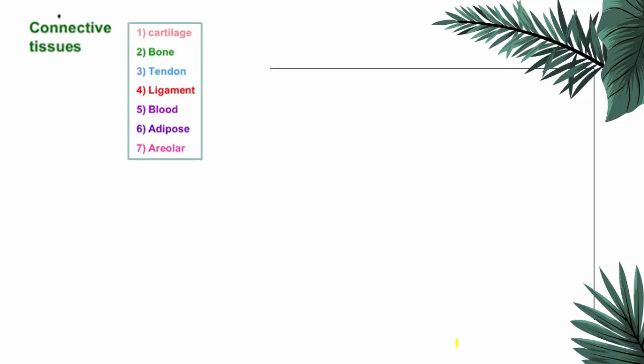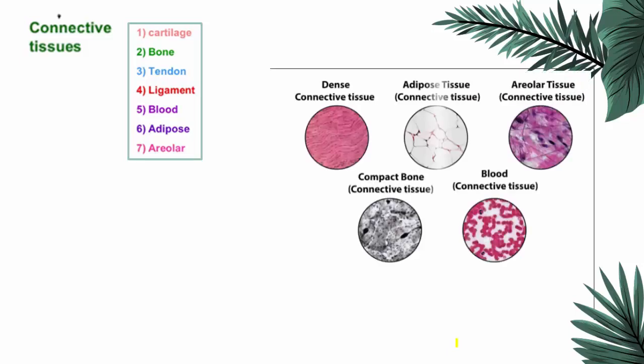Then moving to the next one, connective tissues. The name itself is indicating connective tissues. That means they are connecting other tissues with each other. They are meant for connecting other tissues with each other, even body parts with each other, and all these are the connective tissues. Here is the image: cartilage, bone, tendon, ligament, blood, adipose tissue and areolar tissue.